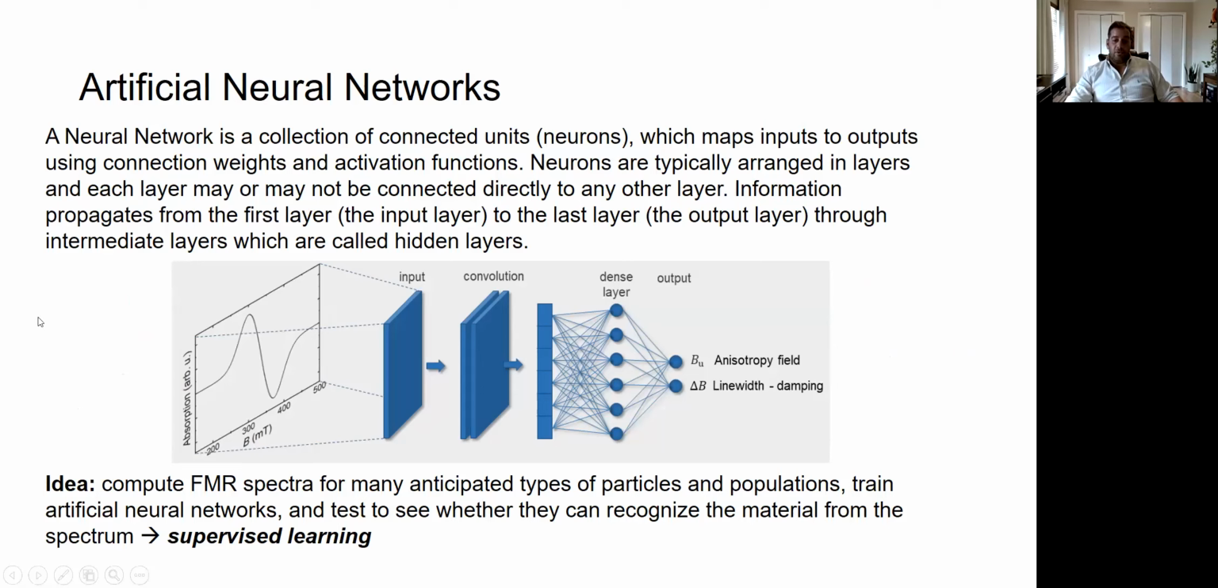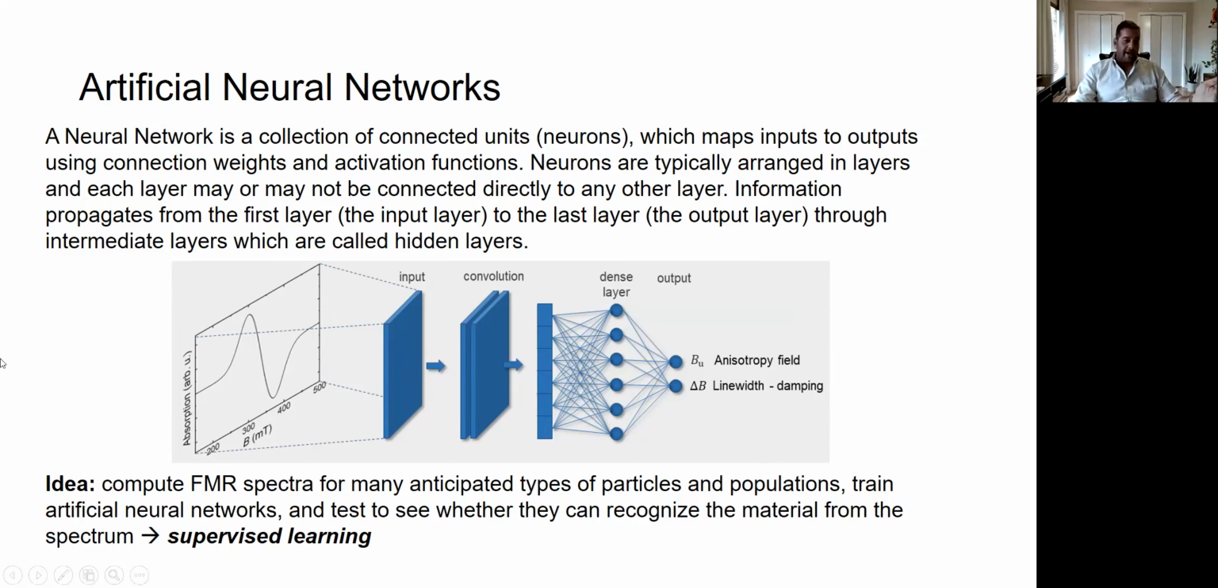The idea is, since we don't have a model to go from spectrum to material parameters, to take these artificial neural networks and train them to know this spectrum. Then if we give them enough data, we'll be able to show them a spectrum and the network will tell us the material parameters.